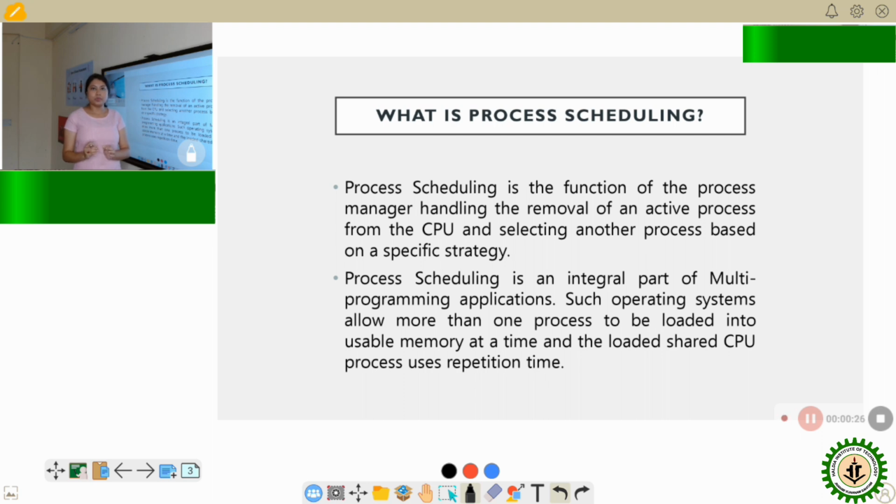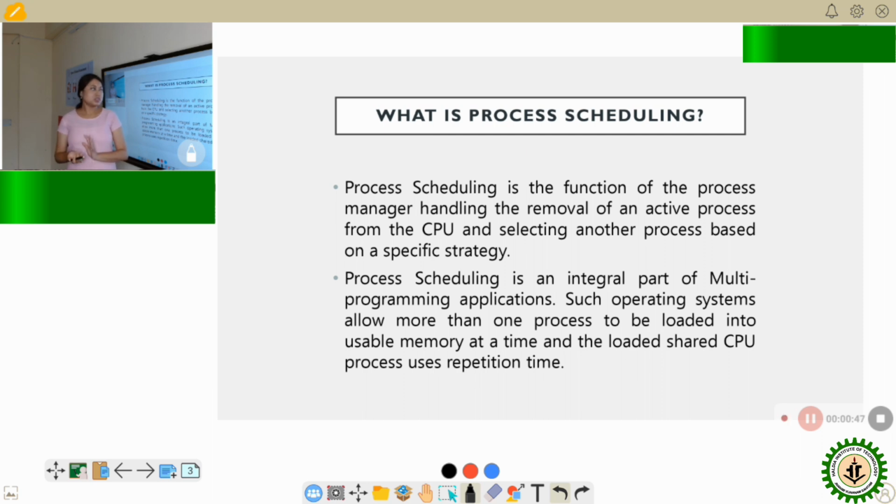Suppose we have written a program, we just compile it and save it. When we save it, that is not a process. Okay, we just compiled and saved it. But whenever we run that program, that is basically a process. So a program in execution, an instance of a program, that is basically a process.